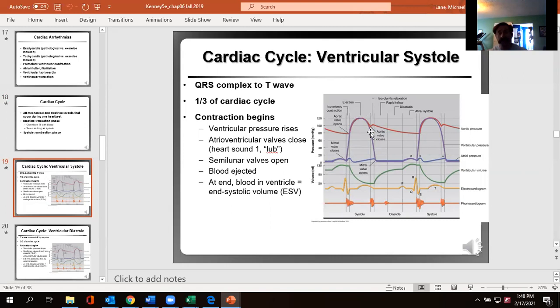Now, once we reach this point, that's when we're going to have the opening of the aortic valve. Blood is now leaving the heart, and we can see how this volume is coming down. We then get repolarization, so now the force is going to come down until eventually it crosses over. The aortic valve closes. We're going to then come all the way back down to baseline.